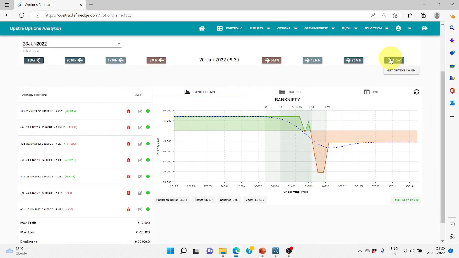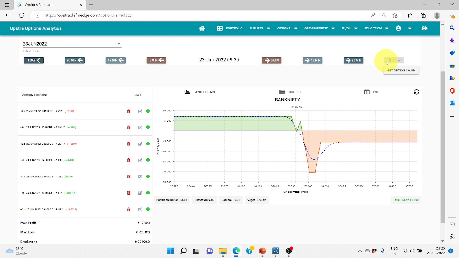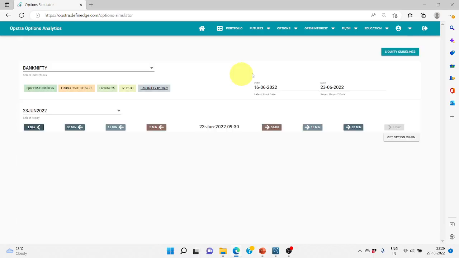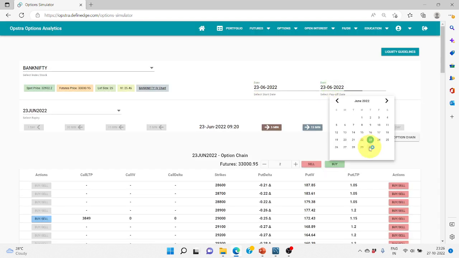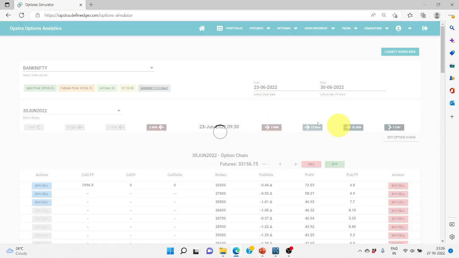So now on the expiry day, which is 23rd, you can see the market, as we saw, is reversing, and it is ending in 1,900 profit. So that's what I have given here. If you had not done any adjustment, you would have ended in a loss of 1,700 odd. So similarly for the next case, we will see June 30th. I'm just explaining two cases.